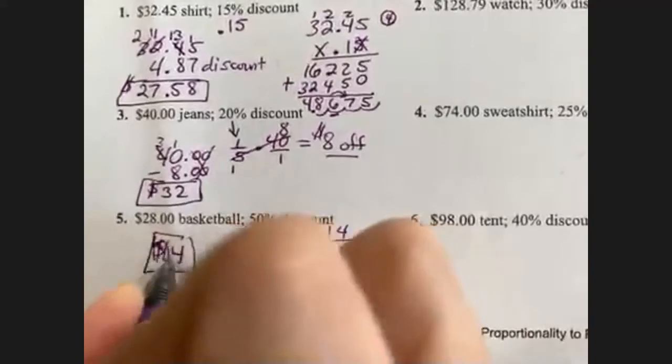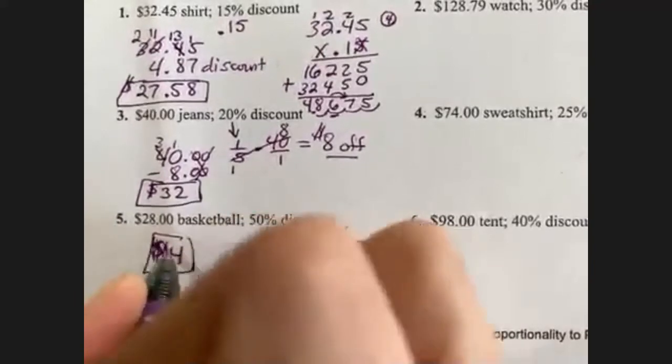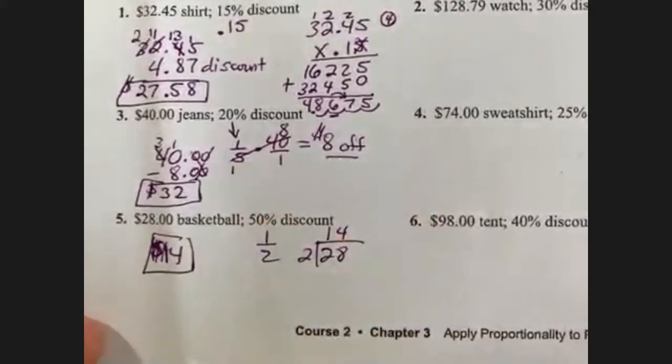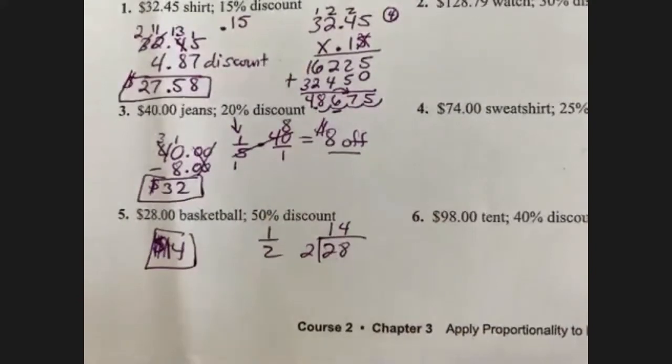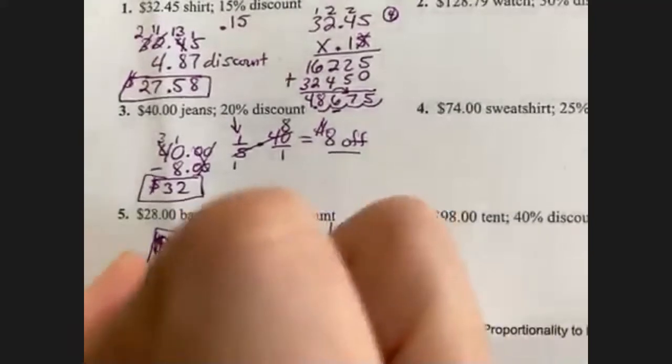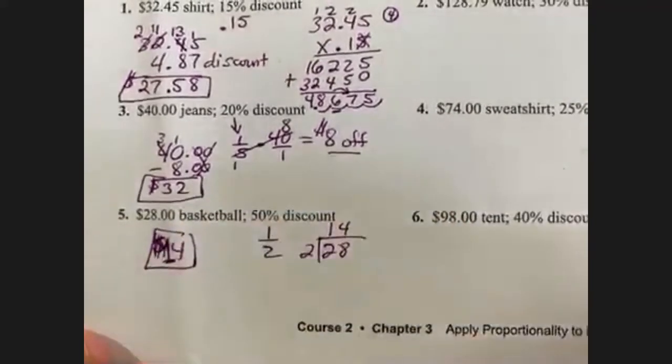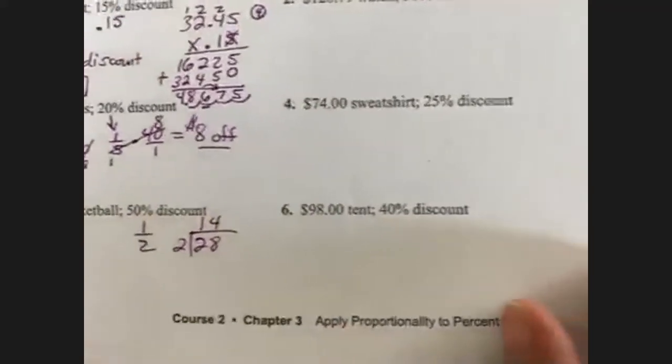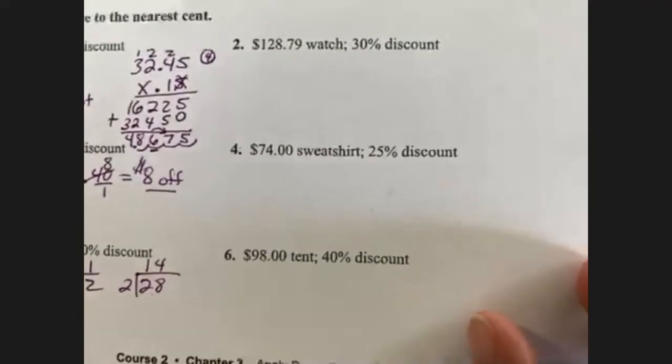I don't need to sit here and do the subtraction and subtract 14 from 28. 14 and 14 is half. So it's a $14 basketball there. Make sure that looks like a 14. Over to some of these that you might already know.